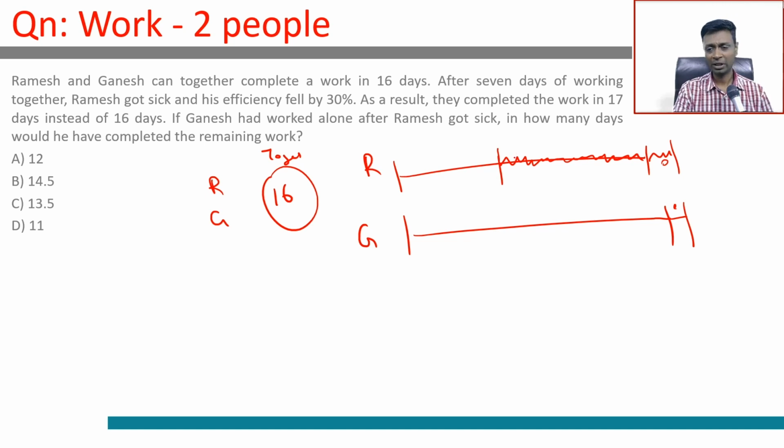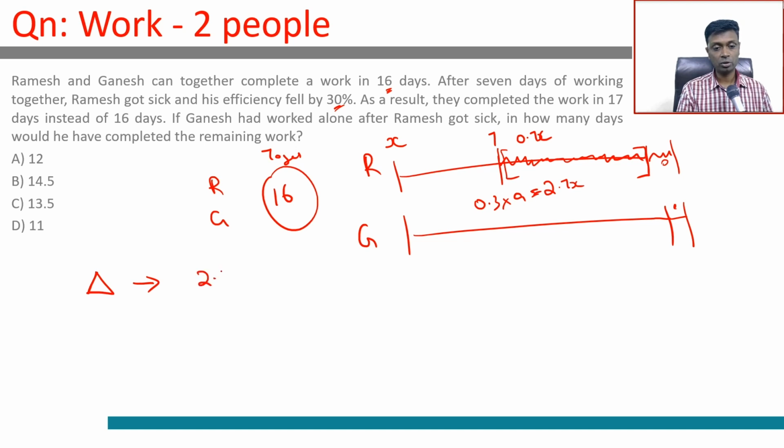Wonderful. Let's plug this in. The efficiency falls by 30%. Let's say Ramesh brings in x every day. After 7 days, this is a 7-day mark, he brings only 0.7x. Now think about this. To the original schedule of 16 days, there are 9 more days to go. In these 9 days, Ramesh is going to fall short by 2.7x, 0.3 into 9. So the delta, the gap because of drop in efficiency is 2.7x.